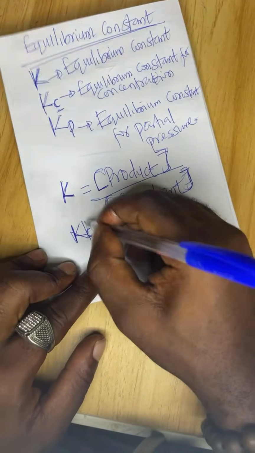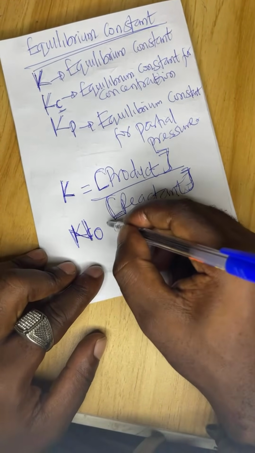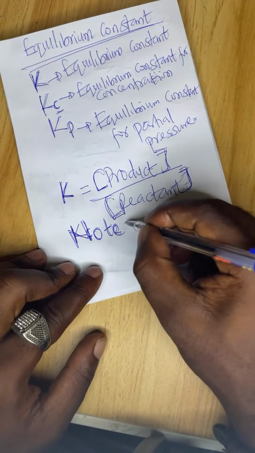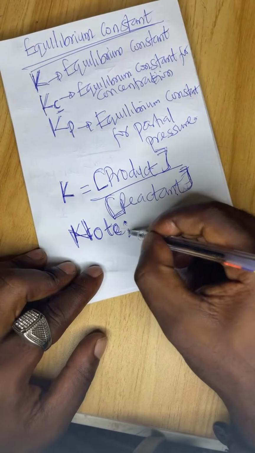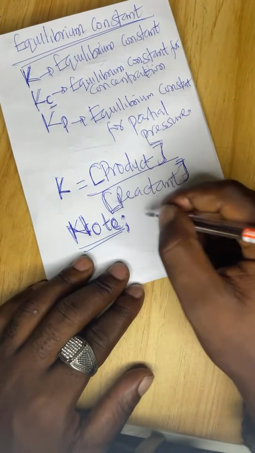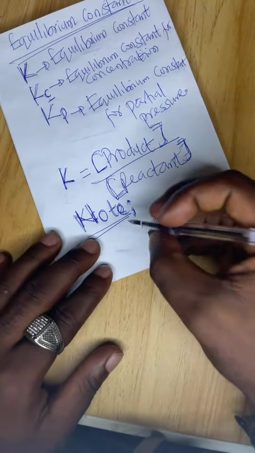Now note, this is the most important thing. What is no? What is yes? Note. I don't know what you mean. Should I write it here? Okay, let me just write it.